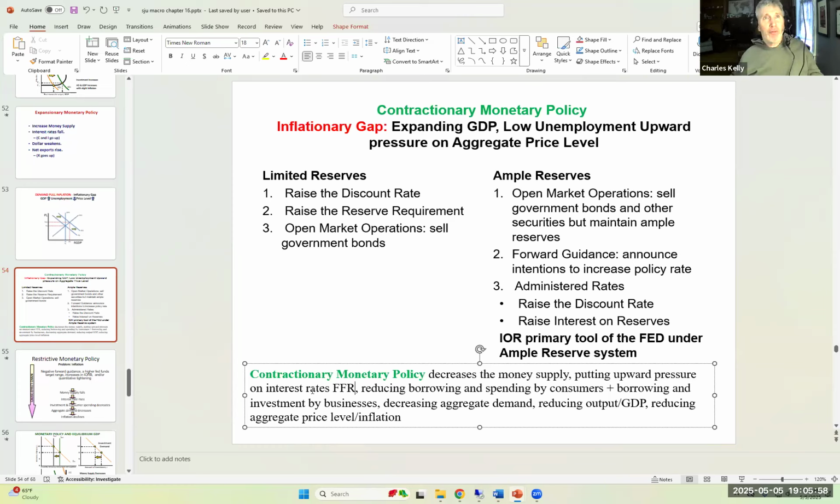That will take money out of the system. Interest rates will rise. Consumer borrowing and spending will get less attractive. Business borrowing and spending will get less attractive. Aggregate demand should shift to the left some. That should bring down the aggregate price level.